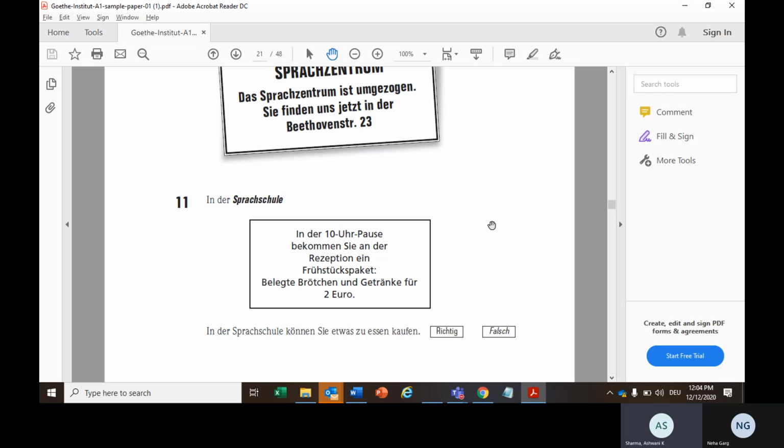Zehn-Uhr-Pause means there would be a pause at 10 o'clock. Bekommen Sie an der Rezeption, you can come to the reception for a breakfast packet. Belegte Brötchen und Getränke for 2 Euro. Belegt, just understand it as a small bread and something to drink for 2 Euro. So this information means some language course is going on, and in between, at the break, you can come to the reception and from there you can get something to eat and drink for 2 Euro.